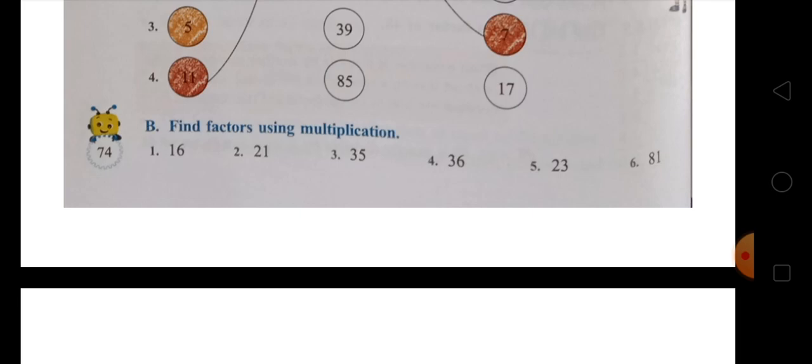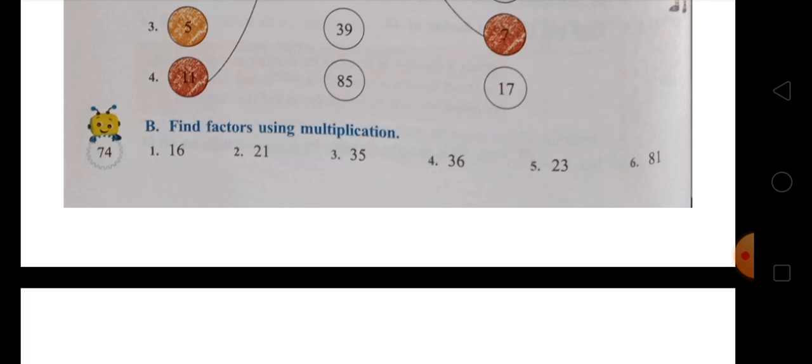Okay. Now the next number is 23. The factors of 23 will be 1 multiply 23, and the factors of 23 will be 1 and 23. Okay. And the next number is 81. When we write it in multiplication form, there will be 1 multiply 81 equal 81, and another factor for it will be 9 multiply 9 equal 81. Hence the factors of 81 will be 1, 9 and 81.